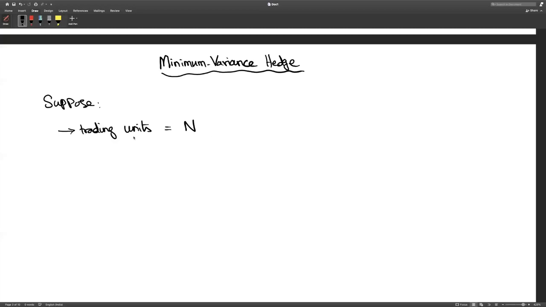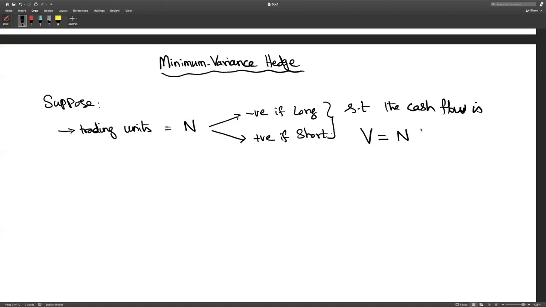Suppose that we want to trade an asset where the trading number of units is N. This will be negative if the trade is a long trade, and positive if the trade is a short trade. This is slightly confusing. Why we took it like this is because we want to finally write the cash flow V equal to N times S of tau, say, for instance, if we want to trade at time T equal to tau, where this is the spot price of a single asset.